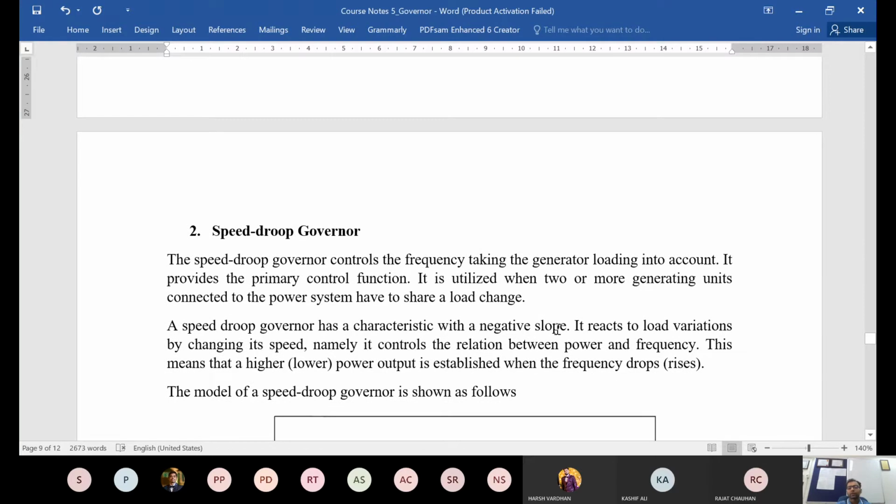Speed droop governor has a characteristic with a negative slope. We have already discussed that. If you plot the frequency versus power, it is a negative slope. It reacts to load variations by changing its speed. Namely, it controls the relation between power and frequency. This means that a higher power output is established when the frequency drops, and similarly, a lower power output is established when the frequency rises. So that's understood. Whenever the frequency is dropping, you increase the power output. If the frequency is rising, then you cut down the power output.